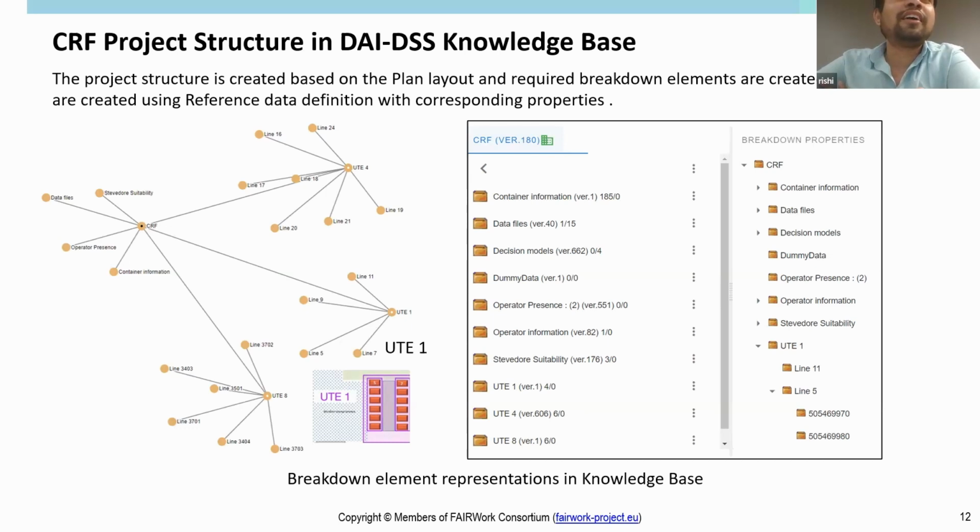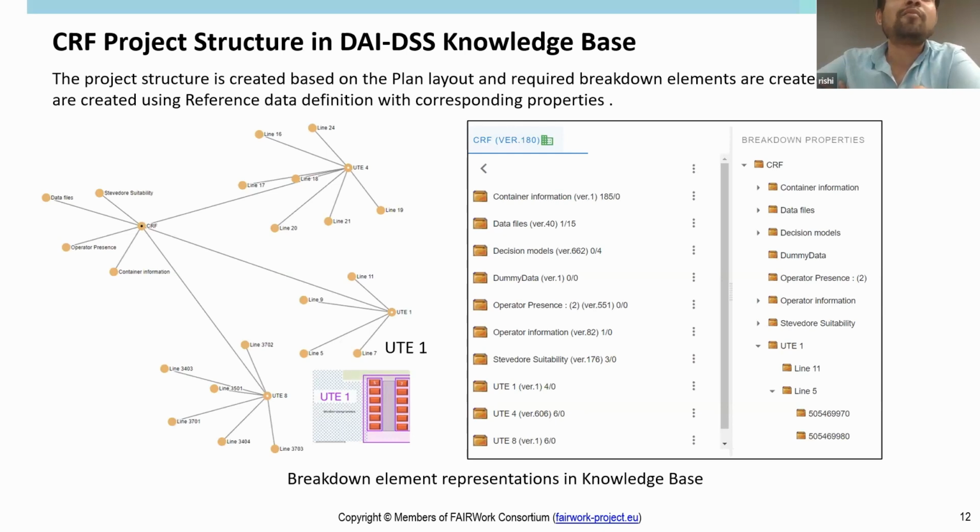Here on the left-hand side, you can see a node graph which has been obtained. As I introduced earlier with the use case scenario in 2D layout, here we try to replicate the same structure. On the top level, you have CRF. CRF is the plant, and we have corresponding units, UT1, UT4, and UT8.